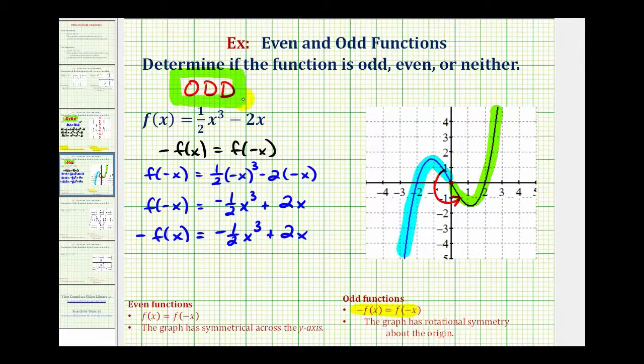And there's one more thing to mention here. Because we have a polynomial function, and each term has an odd exponent on the variable, this would be x to the first, this indicates the polynomial function would be odd.